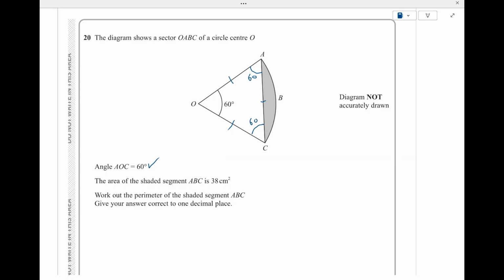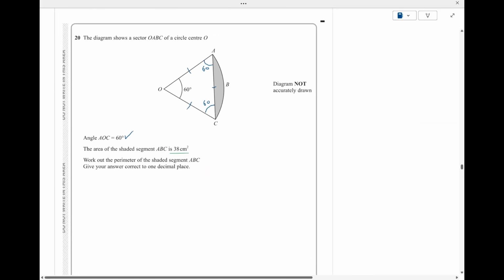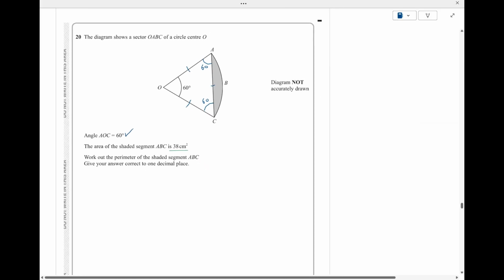Okay. Now the area of the shaded segment is 38 square centimetres. Work out the perimeter of the shaded segment. Give your answer correct to 1 decimal place. I need to remember that at the end. Now, in this question, the important sentence is this one. That's going to help us write an equation. Let's call the radius r.